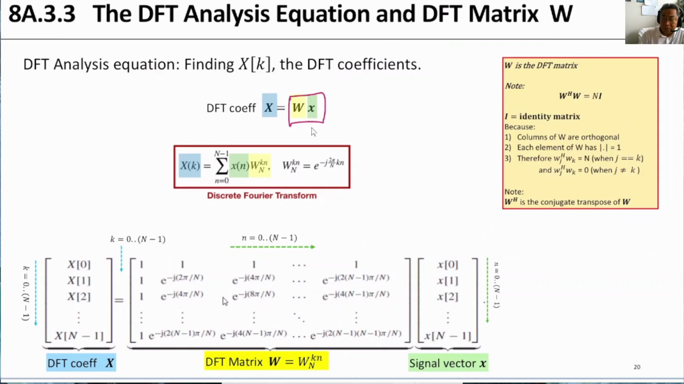This slide introduces the DFT equation. The DFT equation basically calculates the DFT coefficient X, and we do it by left multiplying the time vector, the signal vector x, by the DFT matrix W.